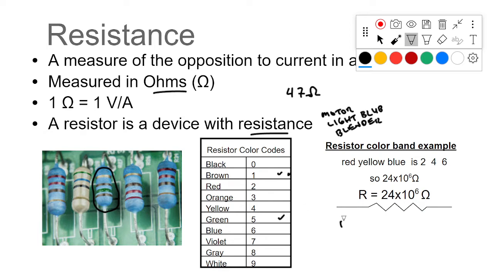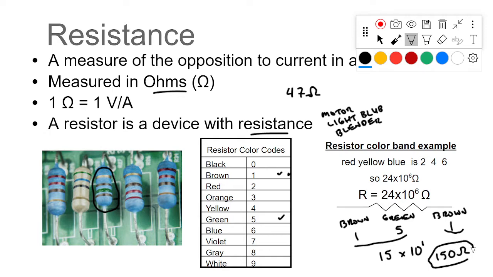Let's take that brown, green, brown, and put those numbers down on the chart here. Brown is a 1, green is a 5, brown is a 1. And the way you do that is you take these first two and make it a number, and then you say times 10 to the third one right there, that 1 right there. Now that's a funny way to write numbers, but you can see here that 10 to the first power would be 10. 15 times 10 is 150, and so that would be a 150 ohm resistor right there.